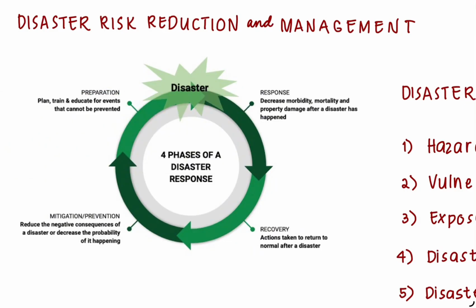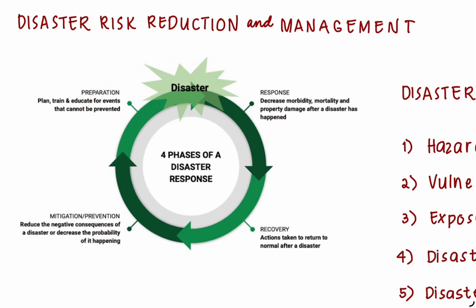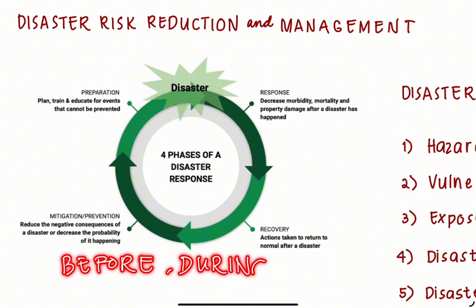When I learned about the Disaster Risk Reduction and Management, or the DRRM, I realized that it really follows a cycle, and the main parts are the mitigation and prevention, preparation, response, and recovery or rehabilitation. And these are the stages that guide how we deal with disasters before, during, and after.